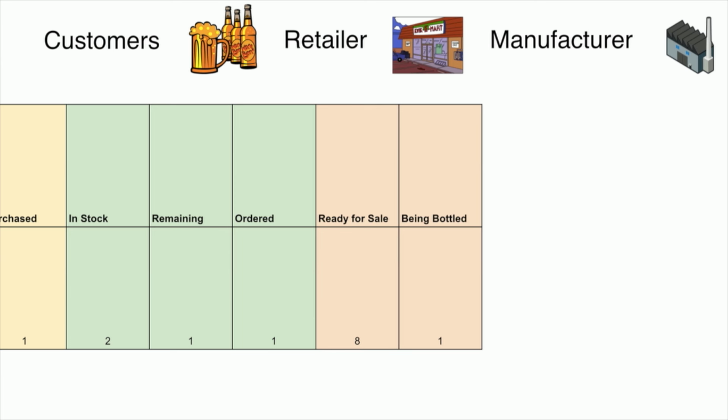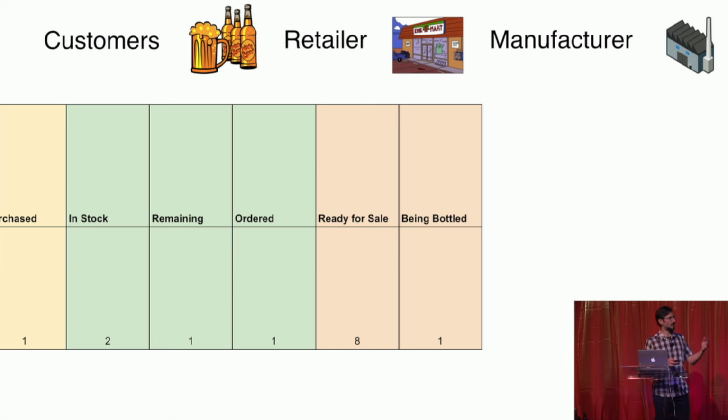So at steady state, a customer wants 1 case of beer a week. So they go to the retailer who has 2 in stock. They buy one, the retailer's left with 1. The retailer orders 1 case of beer from the brewery. Okay, that's steady state. So that's say week 0.